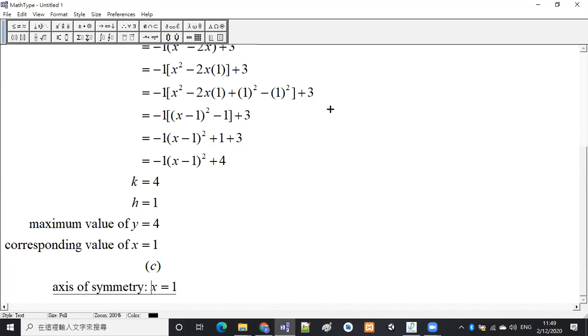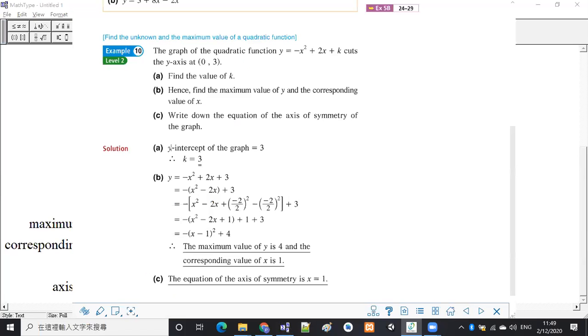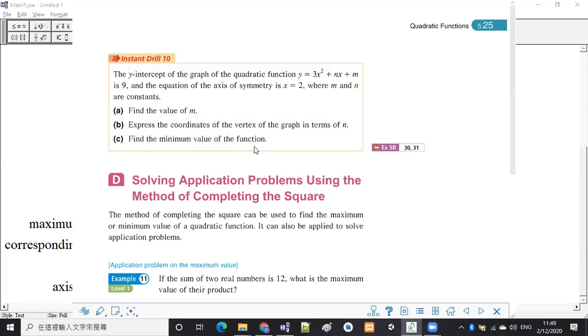And the number will be the h number. Okay, so that is like this. And now I would like you to do the instant drill number 10. Instant drill number 10. Let's try to do this. On the next page, I'll give you 2 minutes for instant drill number 10.